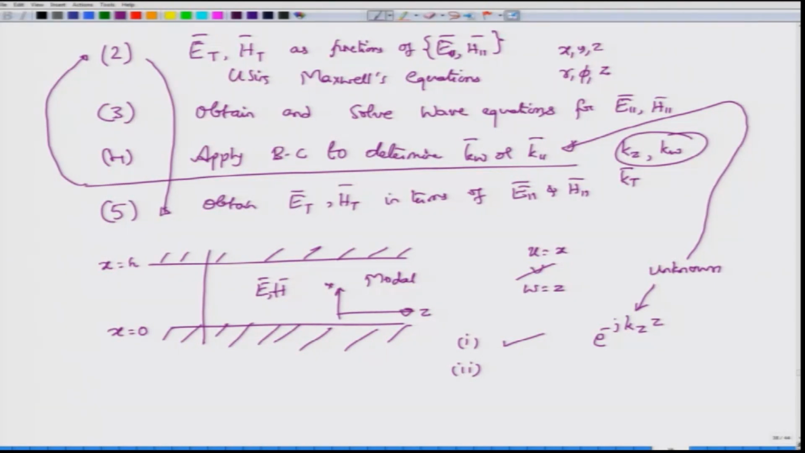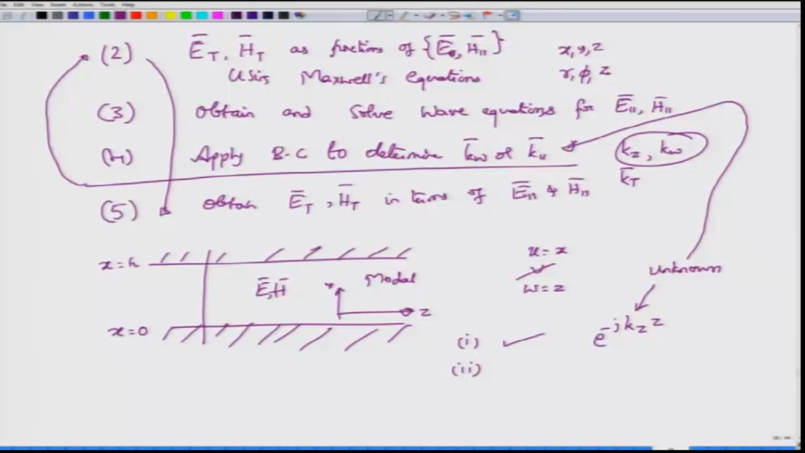I want to use this procedure to solve for the case of a slab waveguide in the next module. So, these are indicative of what we are going to do, but the full use of the systematic procedure will not be for this one, but for the slab waveguide. So, the first step is to choose the coordinate system, which we have done, and along with that we have also put down the way in which these fields depend on z, which is in the form of e power minus j k z times z.